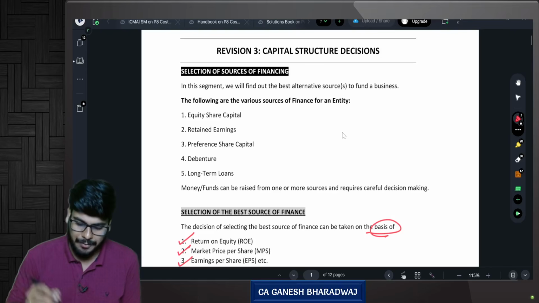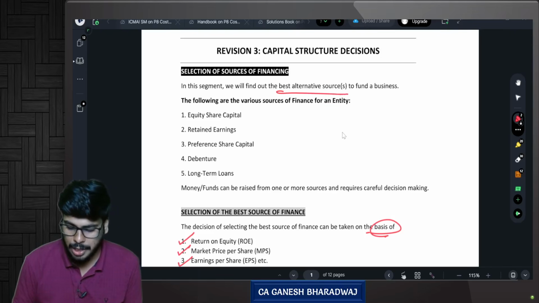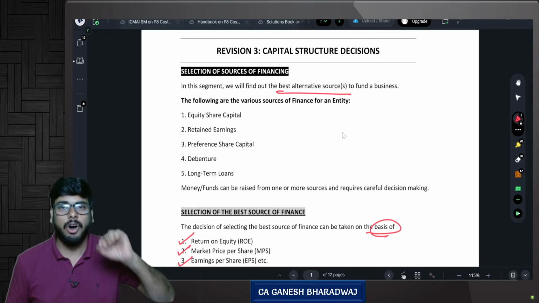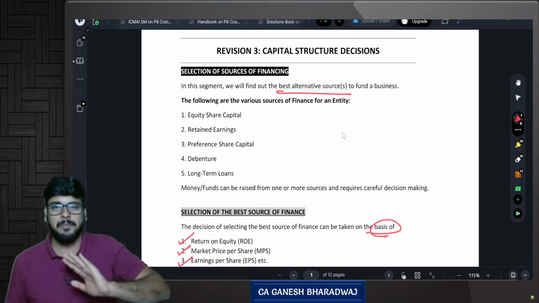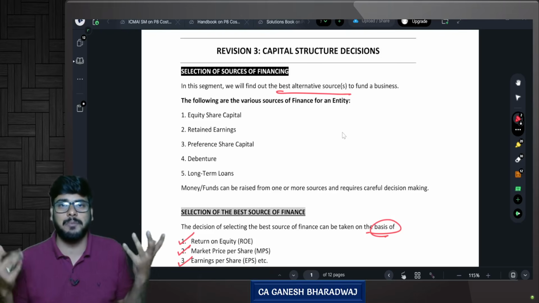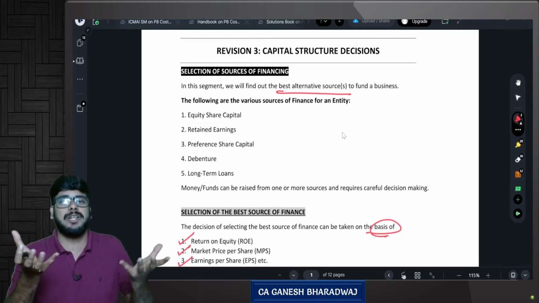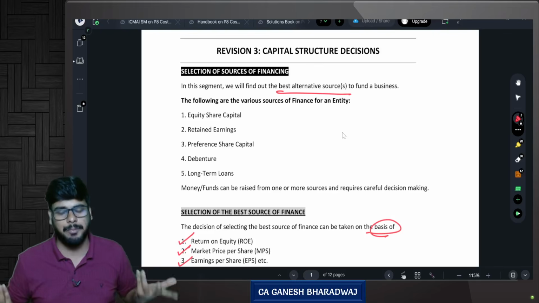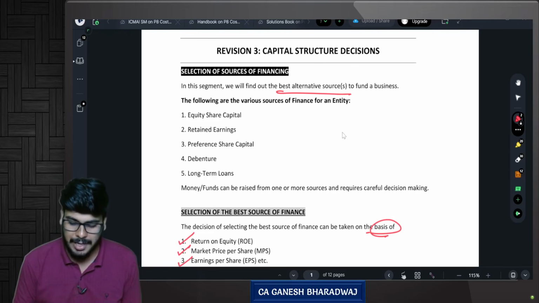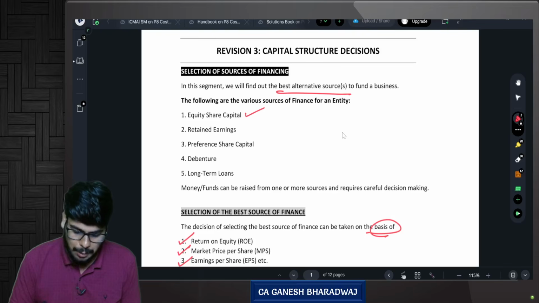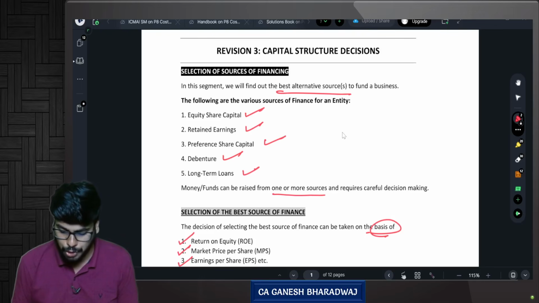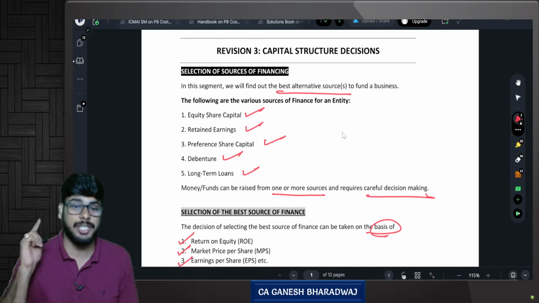In this first part, we'll find out the best alternative source to fund a business. Alternative source could be what? Equity, or equity plus debt, or equity plus debt plus preference, maybe in different mix, different proportions. And this is called capital structure, and we need to find out which is the best capital structure from different perspectives. The following are the various sources of finance for an entity: equity share capital, retained earnings, preference share capital, debentures, long-term loans. Money or funds can be raised from one or more sources, and it requires careful decision making.